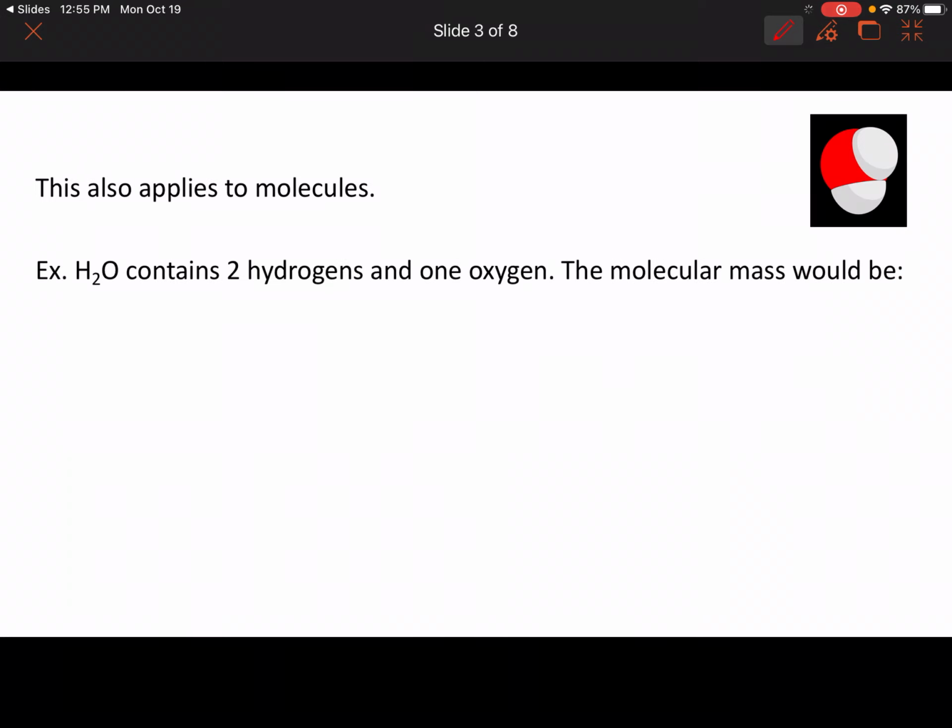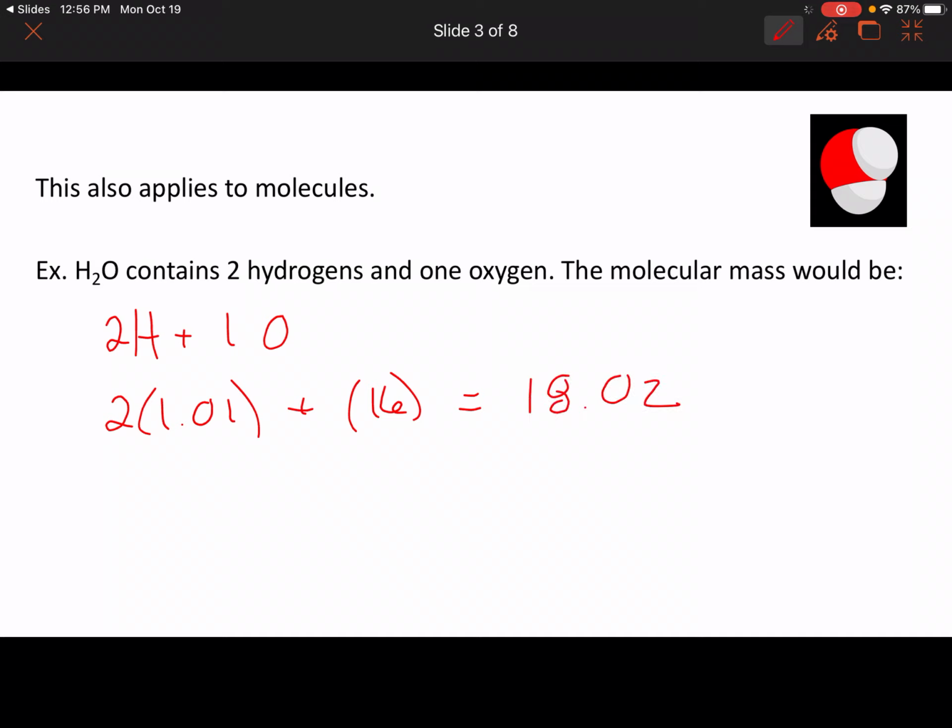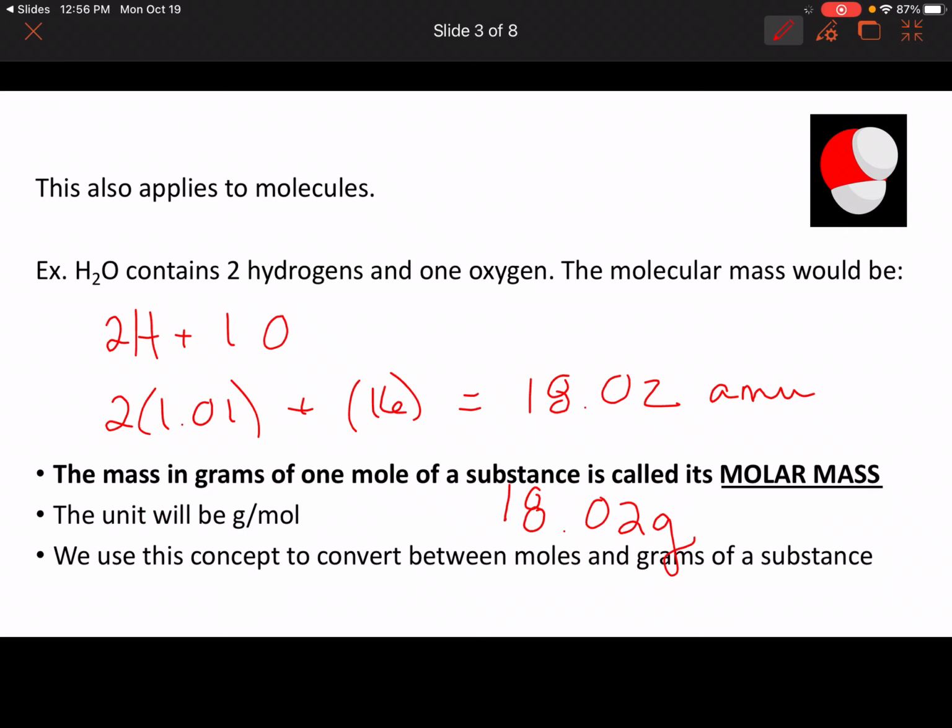Now, this also applies to molecules. For example, water, which is H2O, is going to contain 2 hydrogens and 1 oxygen. So the molecular mass would be 2 hydrogens plus 1 oxygen, and that's going to be 2 times 1.01 plus 1 times 16. So you're going to get 18.02 atomic mass units. If you had 1 mole of it, it would weigh 18.02 grams.